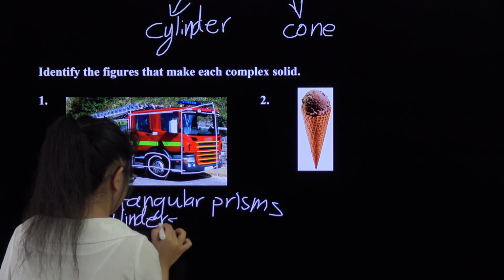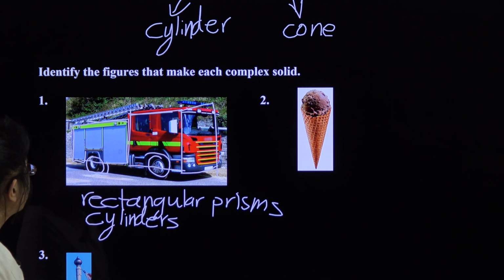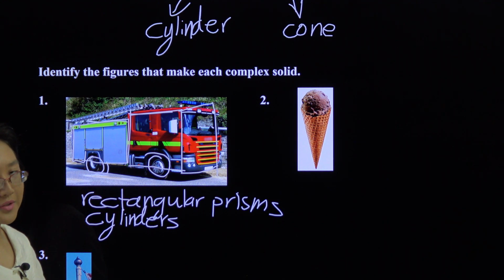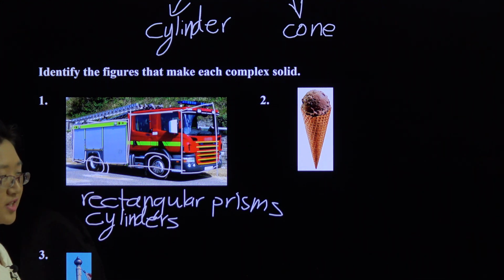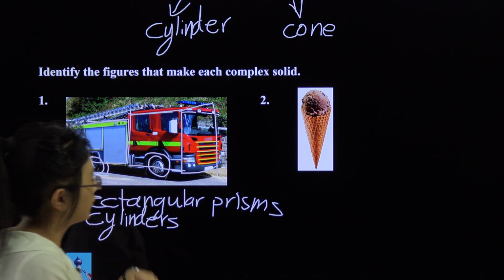Rectangular prisms, cylinders. And it really doesn't have anything else. It's just a bunch of rectangular prisms and a bunch of cylinders. What about an ice cream cone?